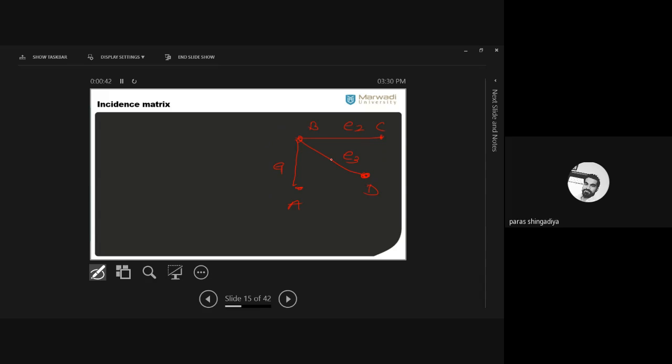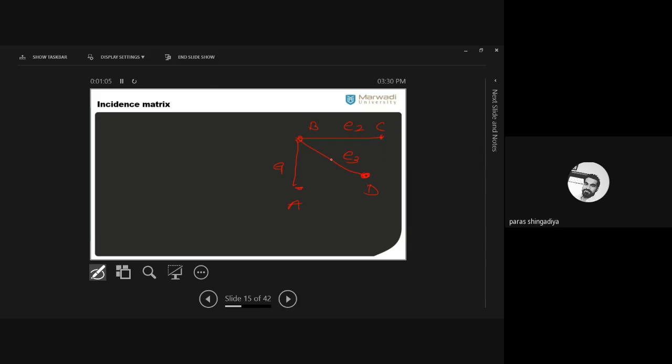Now what is the meaning of incidence relation? Incidence relation means you have to consider the relation between a vertex and an edge. You have to check the relation between vertex and edge. If they are connected, meaning they have a common vertex, then it is known as an incidence relation. For example, vertex A and the E1 edge, it is an incidence relation.